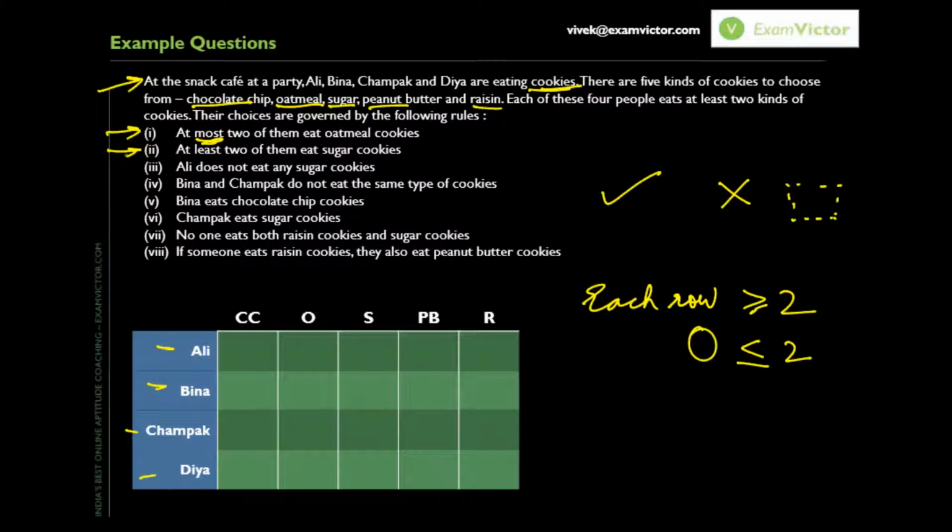There's a similar condition here, but it's actually the opposite. At least 2 of them eat sugar cookies. So this one is actually sugar is greater than or equal to 2 because it says at least 2. So the number of ticks in the sugar column should be greater than or equal to 2.